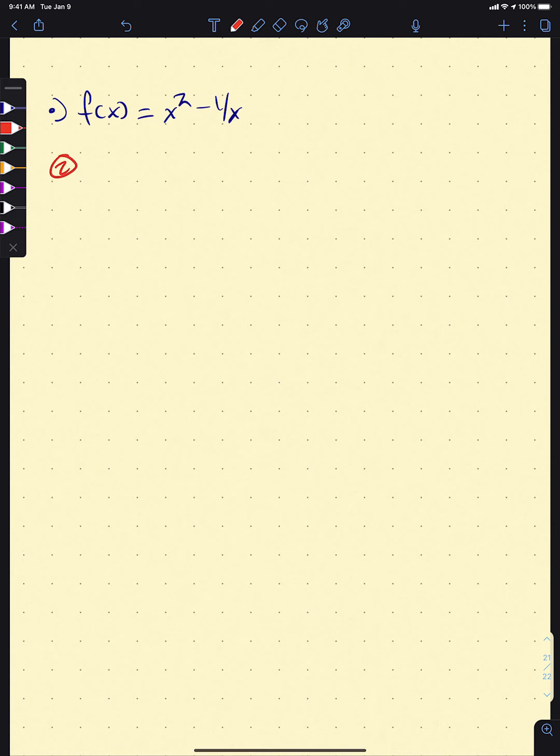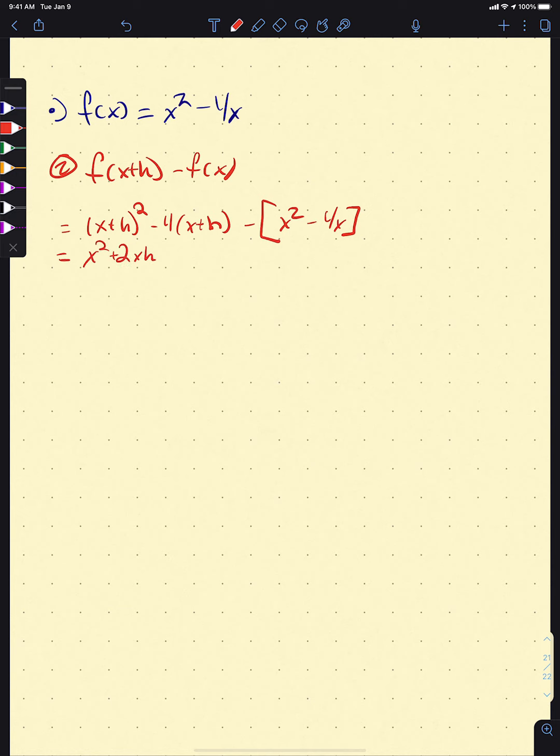For this one, I'm going to skip to steps 2 and 4. So we're looking at f of x plus h minus f of x. So we're going to have x plus h squared minus 4 times x plus h. This is our first term. And then we're going to subtract from that f of x, which is x squared minus 4x. Expanding this square here, we get x squared plus 2xh plus h squared. We're subtracting 4x, we're subtracting 4h, we're subtracting x squared, and we're adding 4x's.